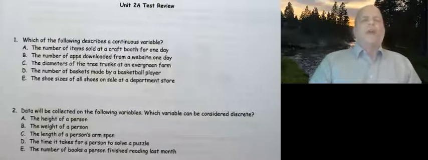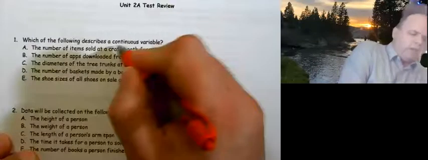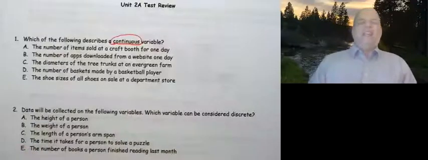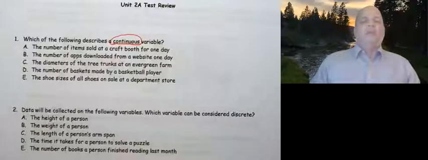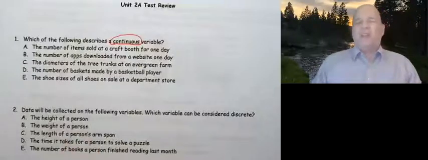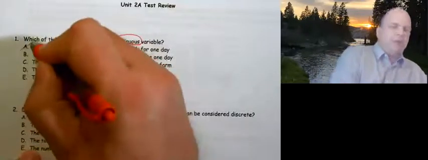So which of the following describes a continuous variable? All right, remember a continuous variable, that's the key word, is continuous here. A continuous variable is a variable that can take on any decimal number. In other words, it is not going to be a counting number. It could be, but it can take on any decimal number. So the number of items sold at a craft booth for one day, that's probably a whole number value, like we sold 3 items or 4 items. We probably didn't sell 3.73621 items. So that one, probably not our best bet.